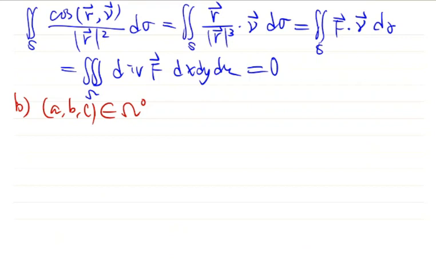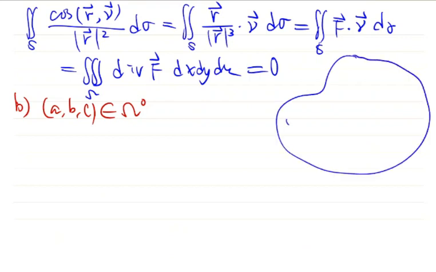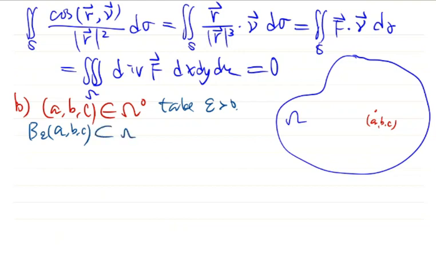So this is omega, ABC is here, and we take an epsilon positive such that the ball centered at ABC with radius epsilon is contained in omega. So we make a ball here, radius epsilon.